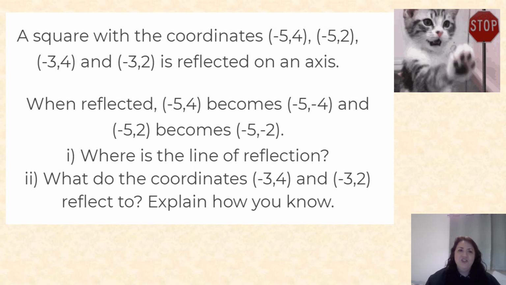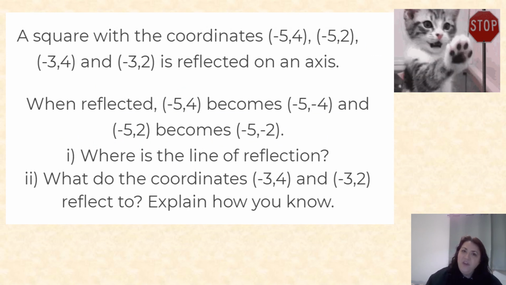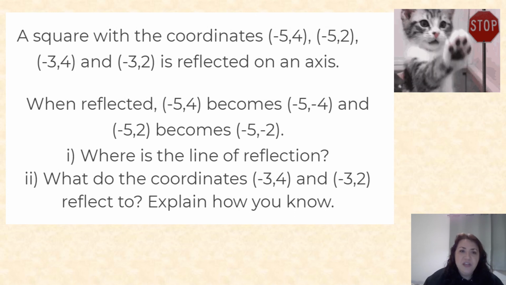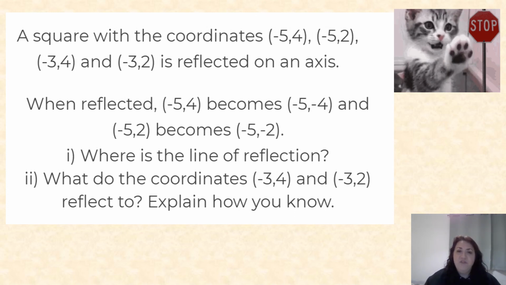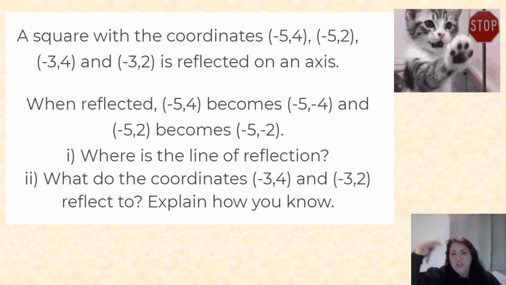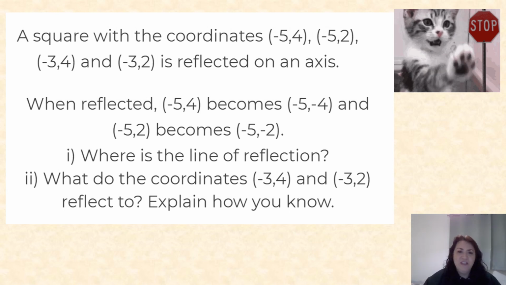And again, this is trickier. A square with the coordinates -5, 4, no colours to help us this time, -5, 2, -3, 4, and -3, 2 is reflected on an axis. When reflected, -5, 4 becomes -5, -4, and -5, 2 becomes -5, -2. So they've only told us about 2 of the reflected coordinates. We only know about 2 of the vertices.